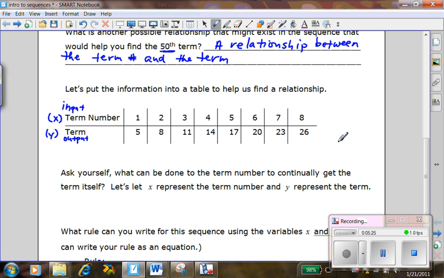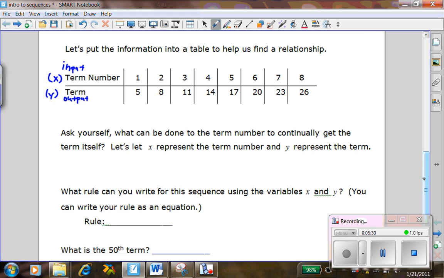So now, let's think back. How did we do this when we had a function, an input-output table? The only difference is this table goes across, whereas our tables before went up and down. So let's just use the same thing we learned. If these outputs are continually adding 3, remember, repeatedly adding 3, and we all remember that repeated addition is the same as what? That's right, multiplication.